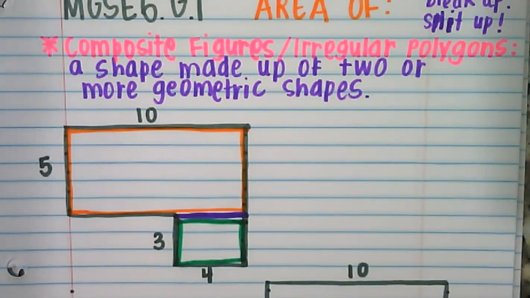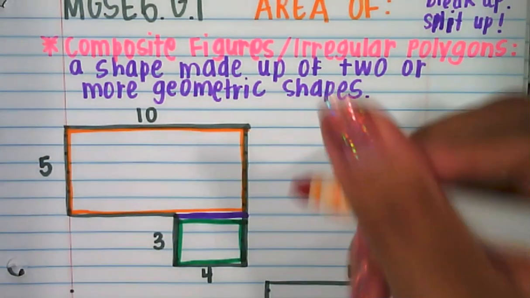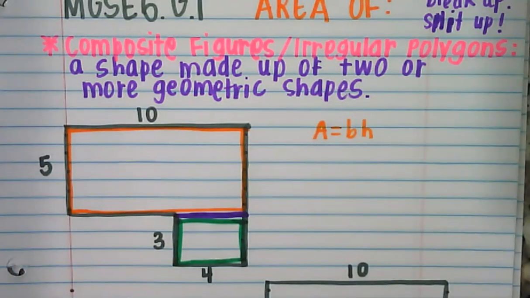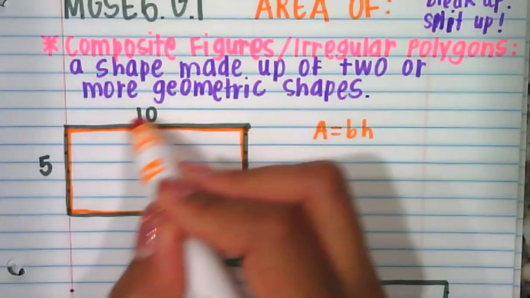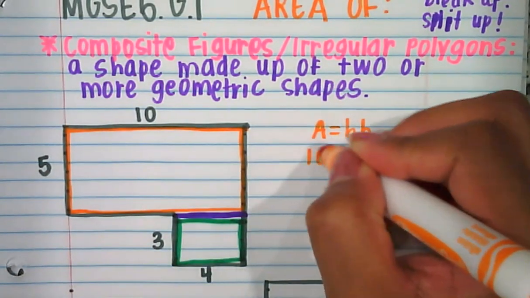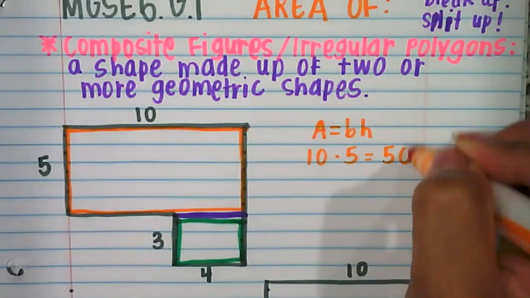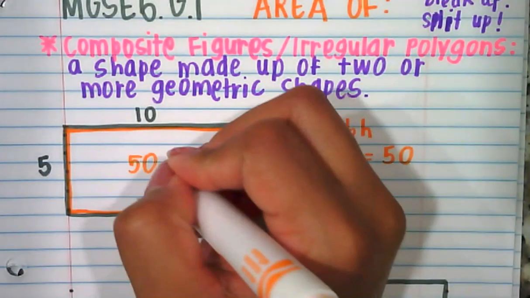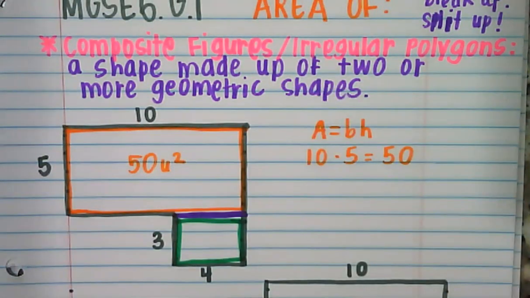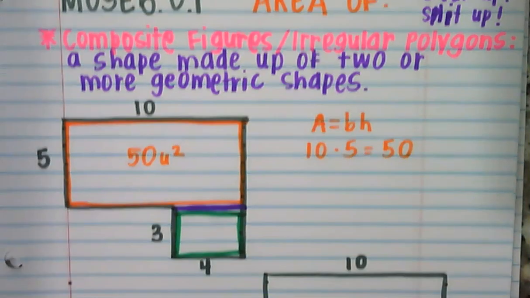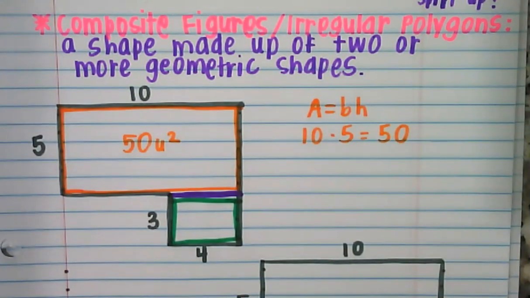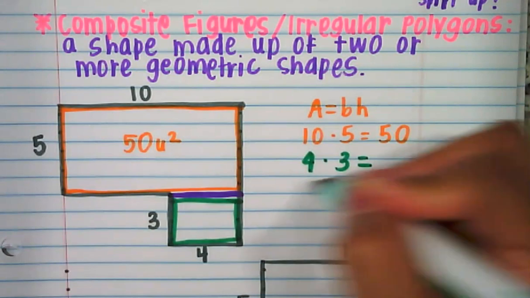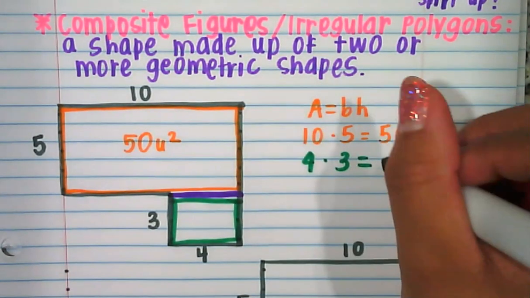For the rectangle at the top, we know to find the area of a rectangle, we got to do our area formula, A equals base times height. Well, base times height here, we have 10 times 5. A equals 10 times 5. 10 times 5 is 50. So the area of the top rectangle is 10 times 5, which is 50 units squared. And then we have the rectangle at the bottom, which has a base of 4 and a height of 3. And 4 times 3 gives me 12.